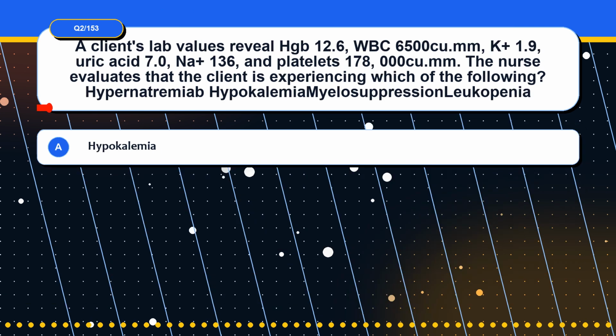Question 2. A client's lab values reveal Hgb 12.6, WBC 6500 per mm, K+ 1.9, uric acid 7.0, Na+ 136, and platelets 178,000 per mm. The nurse evaluates that the client is experiencing which of the following? Hypernatremia, hypokalemia, myelosuppression, leukopenia. Here are the options. Option A. Hypokalemia.